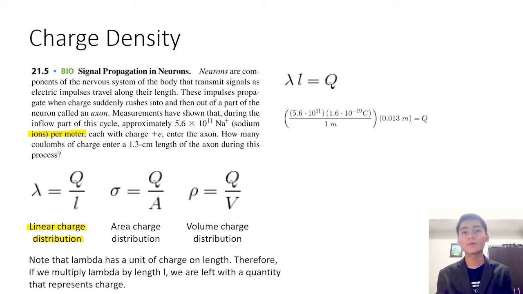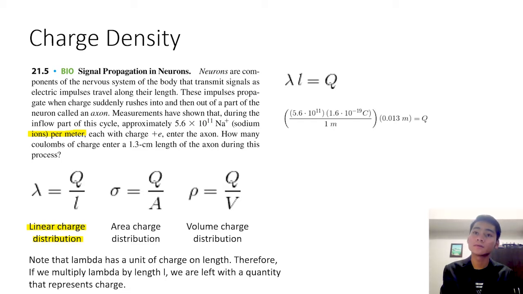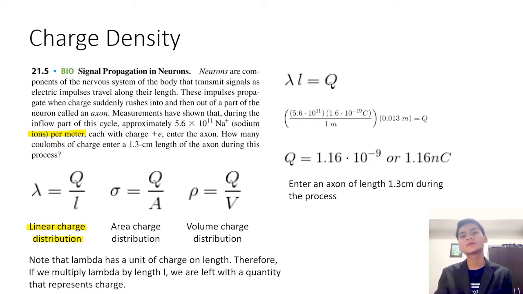That way, we understand how things work, and most of the time, it gives us more precise values. So going back, we have 5.6 times 10 to the 11th multiplied by 1.6 times 10 to the negative 19 coulombs divided by 1 meter, because we have here the problem that's per meter. Multiply it by L, 0.013 meters, because we want to maintain SI units. And then that gives us a value for Q. Then we arrive at 1.16 nanocoulombs. That is the amount of charge that enters an axon of length 1.3 centimeters during the process.